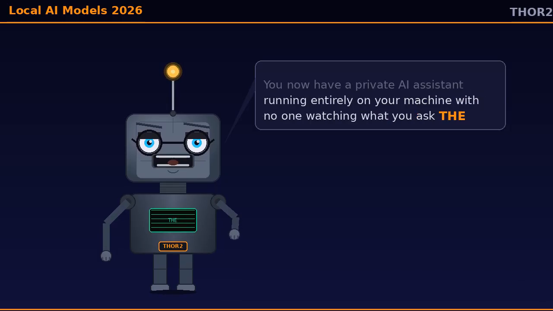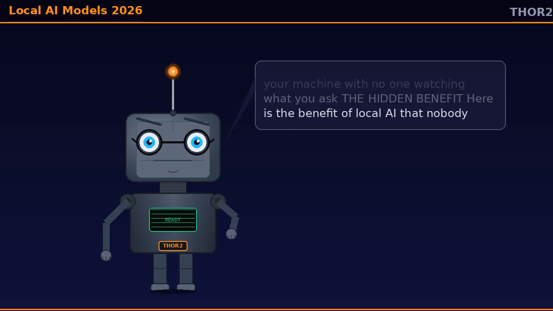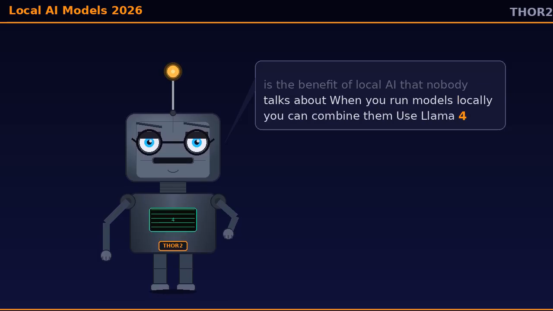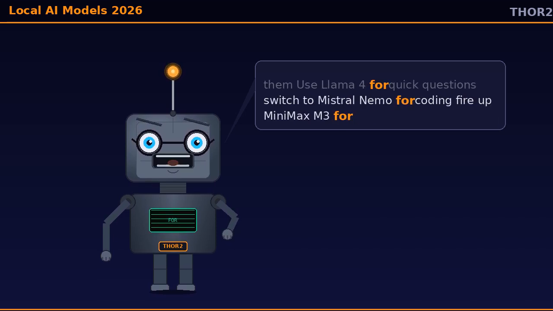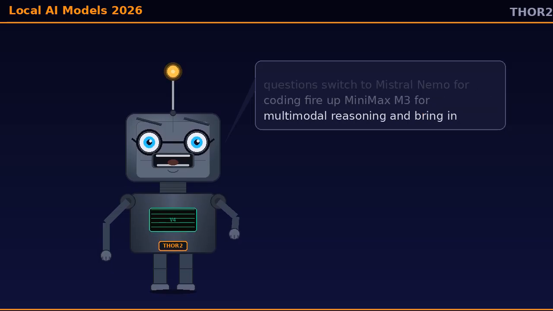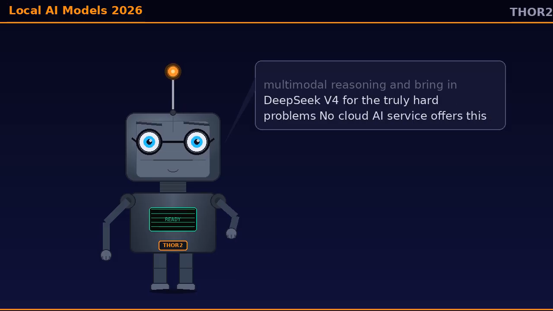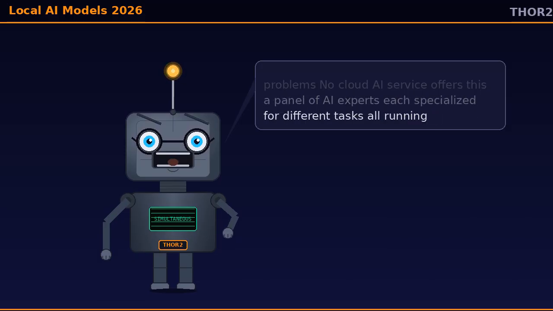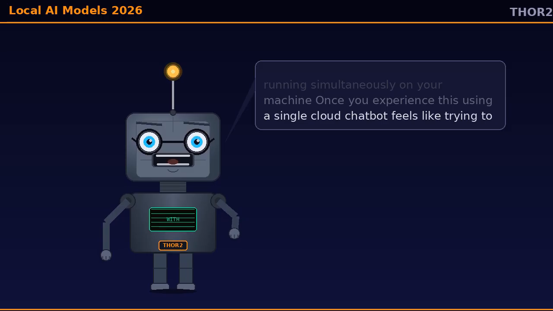The hidden benefit here is the benefit of local AI that nobody talks about. When you run models locally, you can combine them. Use Llama 4 for quick questions, switch to Mistral Nemo for coding, fire up MiniMax M3 for multimodal reasoning, and bring in DeepSeek V4 for the truly hard problems. No cloud AI service offers this: a panel of AI experts, each specialized for different tasks, all running simultaneously on your machine. Once you experience this, using a single cloud chatbot feels like trying to build a house with only a hammer.